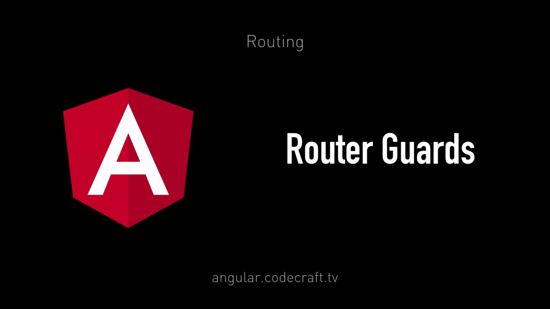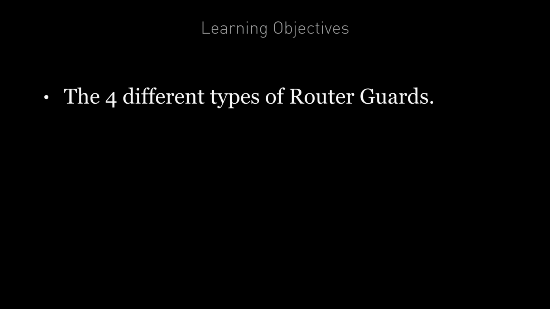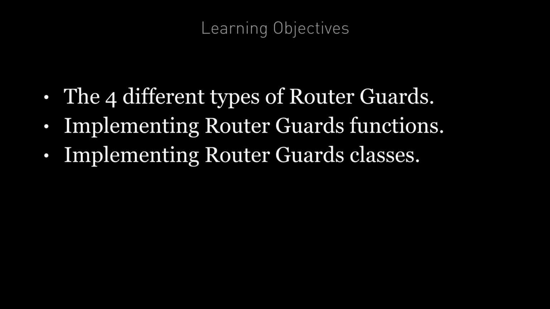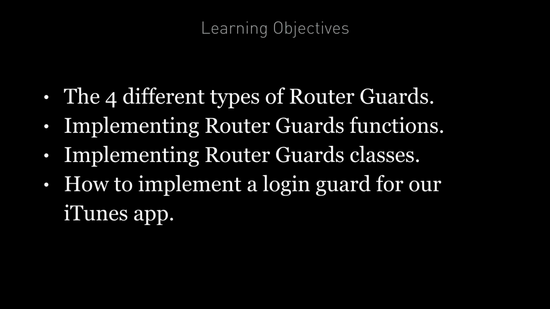With router guards, we can prevent users from accessing areas that they're not allowed to access, or we can ask them for confirmation when leaving a certain area. By the end of this lecture, you're going to know the 4 different types of router guards. You're going to know how to implement router guards as functions. And you're also going to know how to implement router guards as classes. And we're going to go through a specific example for implementing a login guard for our iTunes app.